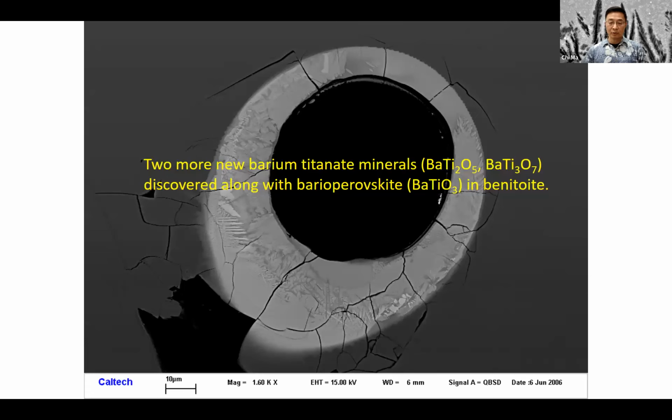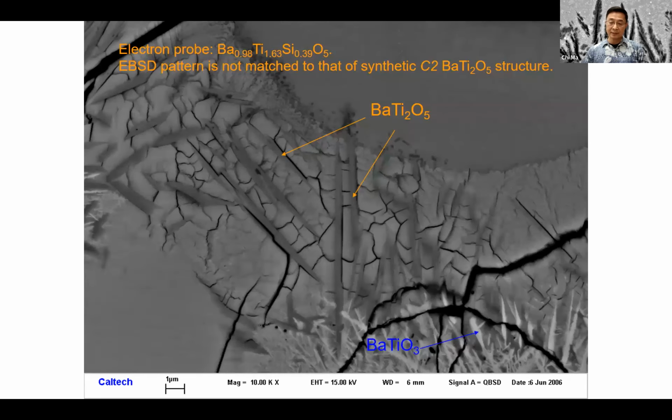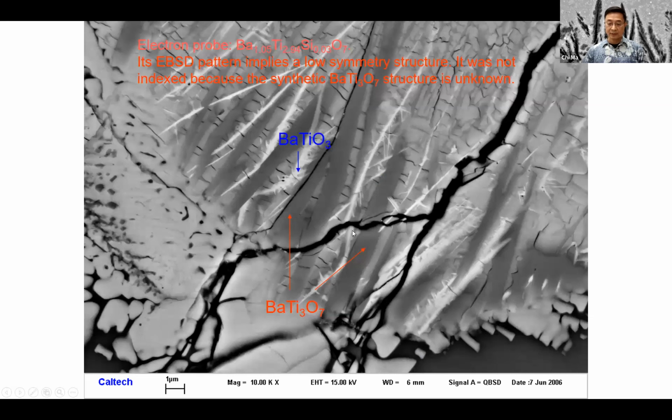Actually, there are 2 more new barium titanate minerals here along with perovskite. The second one is this, barium 1, titanium 2, oxygen 5 occurs here. The third one is barium 1, titanium 3, oxygen 7 here.